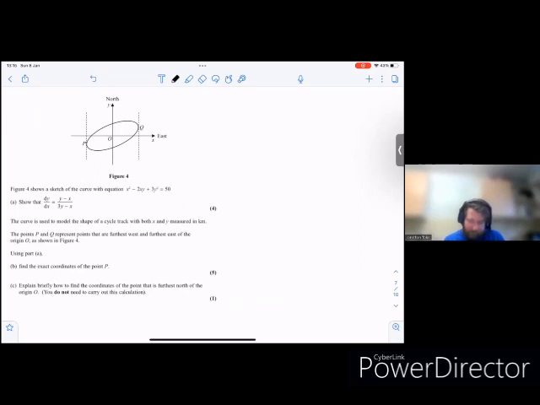Show that dy by dx... Okay, so they've given us the answer here. So this one we need to differentiate implicitly. So we get 2x. And now we've got to be a little careful here because the 2xy has a minus sign in front of it. So when we use the product rule, we've got to make sure that we get the right signs.